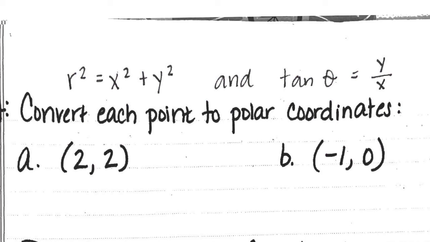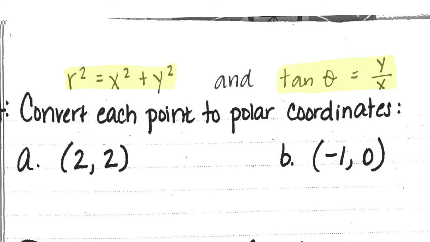All right, so now we have to go backwards. These are the two formulas we need. I wrote them at the top here so you could have them. r squared is equal to x squared plus y squared. And tan of theta, which I know we have to solve for theta, is equal to y over x.